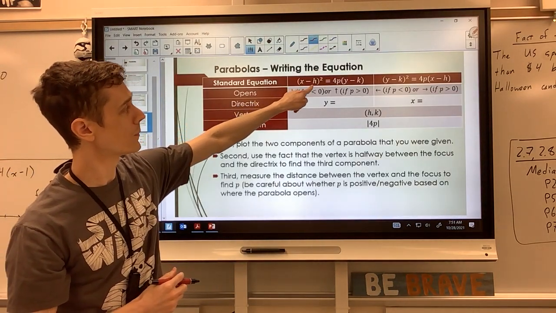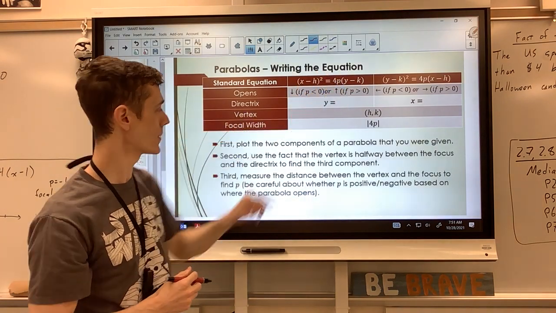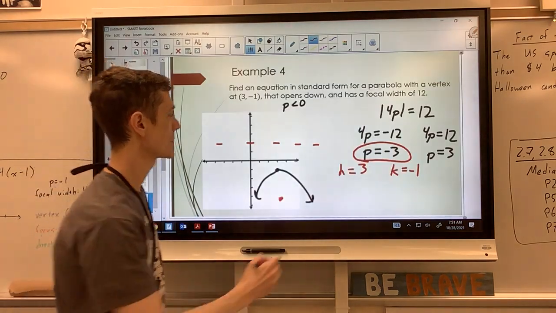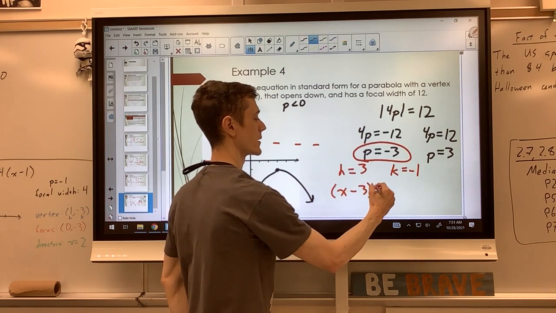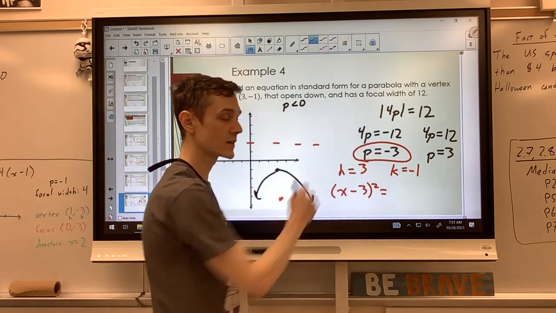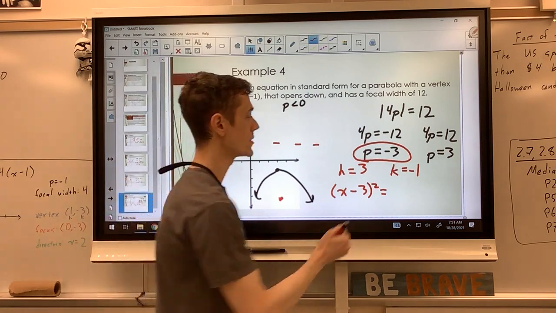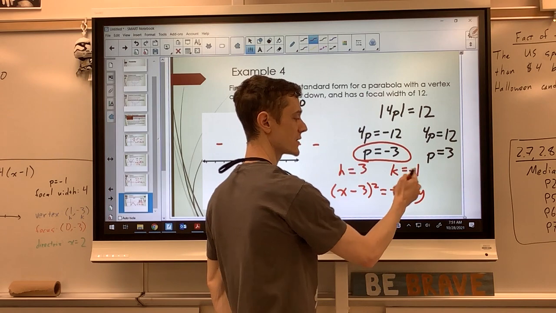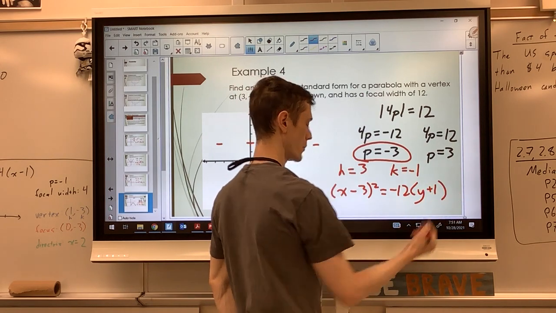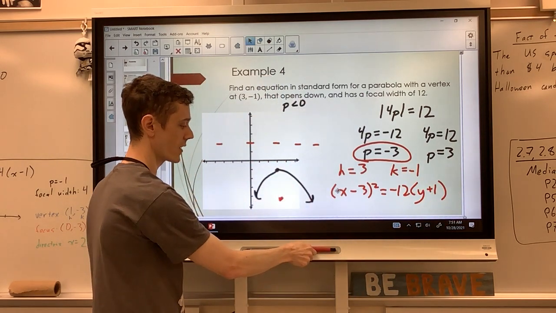So I have X minus H, 4P, Y minus K. So I'm going to write X minus 3 in parentheses squared. This time I have a -3, but I'm still multiplying the number by 4. So this will be -12. And then Y minus -1 is Y plus 1. So there's the standard form of my parabola.